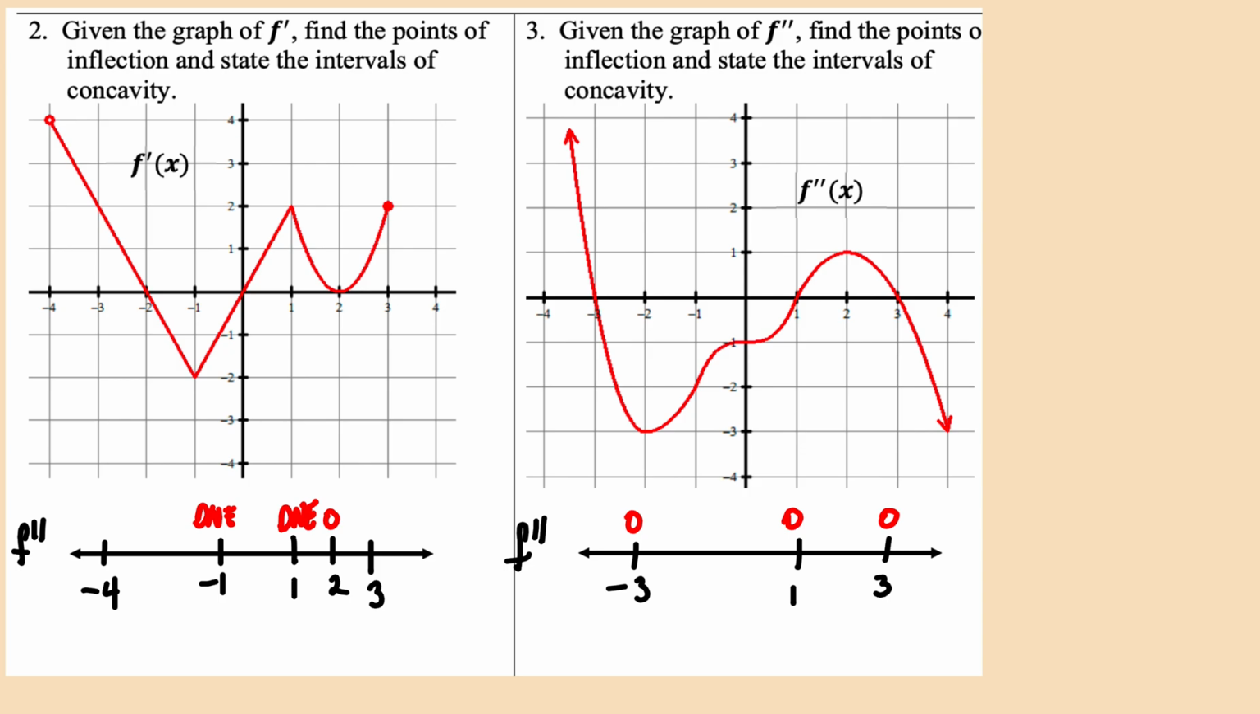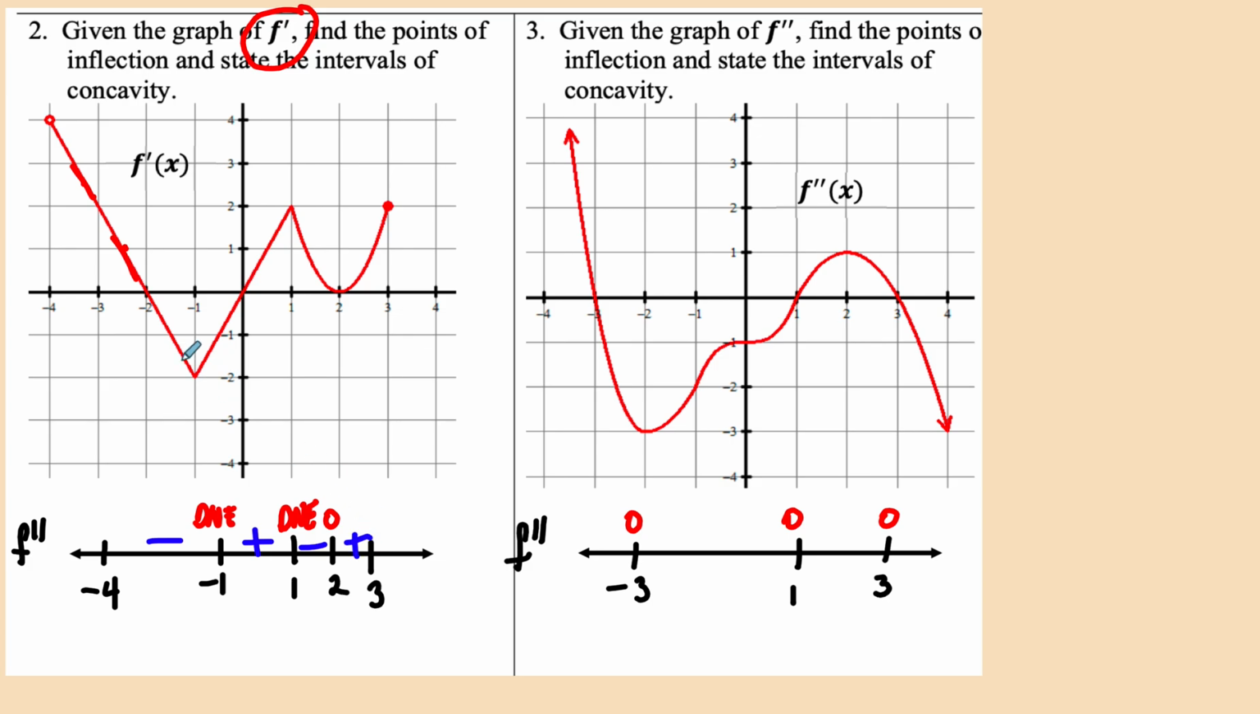Let's take a look at typical things that the AP gives, which are graphs. So here's the graph of f prime. I'm going to take a look at the slopes of the tangent lines along here, and I'm going to put it in a little chart for myself. All these derivatives here are negative, so this is going to be negative in this interval. All these derivatives are going to be positive, so it's positive in this interval. All these are going to be negative, and all these are going to be positive.